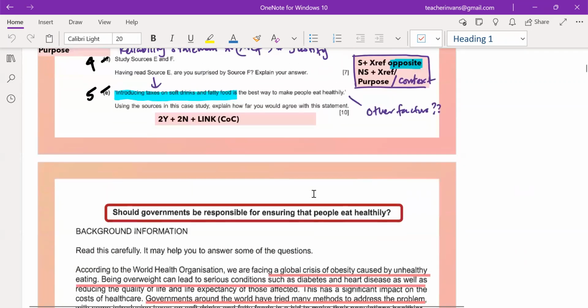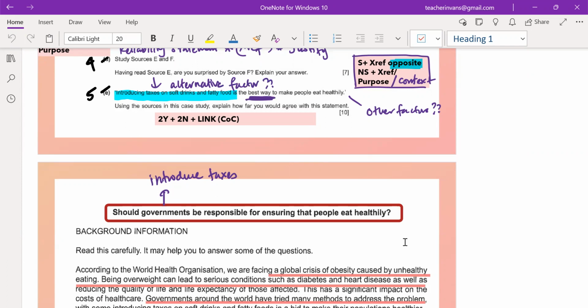Moving on. Now, should the governments be responsible for ensuring that people eat healthily? The governments will be the only body, the only agency that can introduce taxes. Agree? Now, when you look back at question 5, introducing taxes, if there were alternative factors, what would they be and how successful, because we're talking about the best way, how successful would they be? So if the government introduced taxes, what is the best way to make people eat healthily?